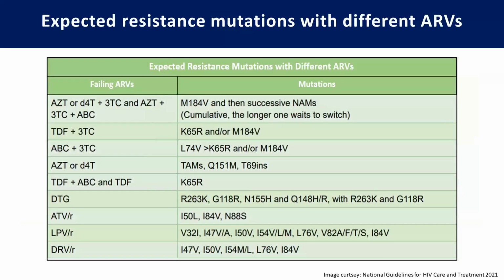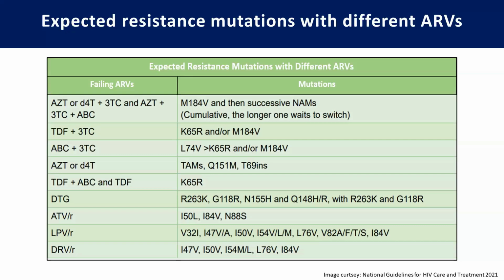Now, these are the different expected resistance mutations with different ARVs. You can see in the first column the failing ARVs, and what are the general mutations. So, for example, for zidovudine or stavudine plus lamivudine, what are the mutations? M184V, and then successive TAMs. These are cumulative. The longer one waits to switch, the more they accumulate. Again, for the combination of zidovudine, lamivudine, and abacavir, triple NRTI also, these mutations will accumulate.